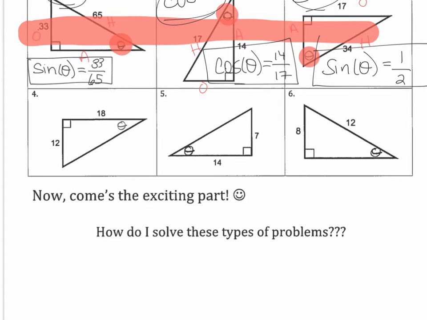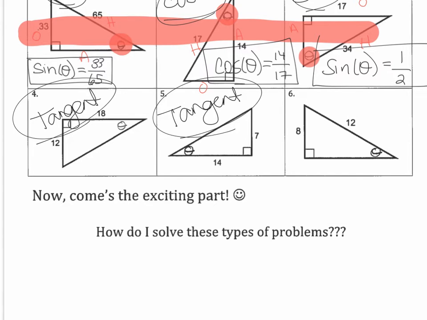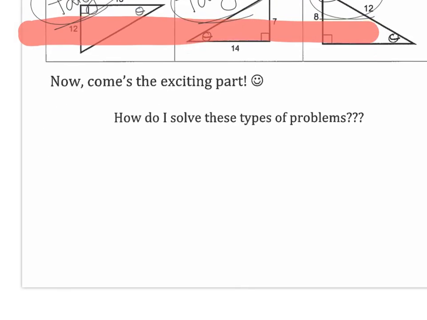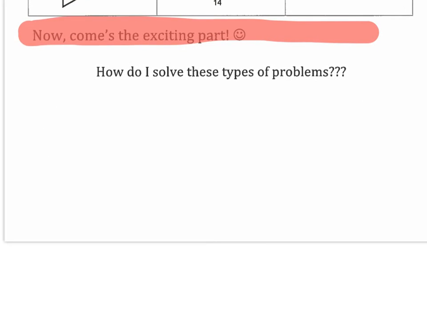So for number 4, you should have said you're going to use the tangent ratio. For number 5, you also said you were going to use the tangent ratio. And number 6, you're going to use the sine ratio. So the whole point of doing this is to be able to set up an equation and solve. So now comes the exciting part. How do I solve these types of problems?